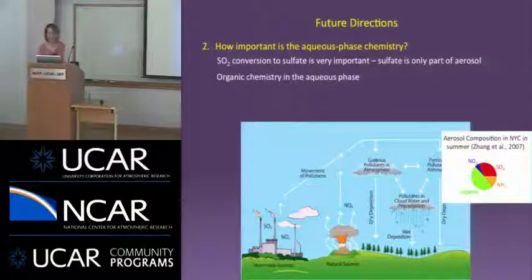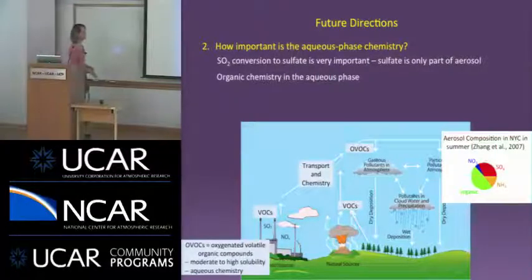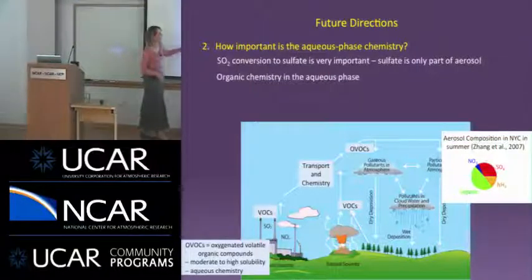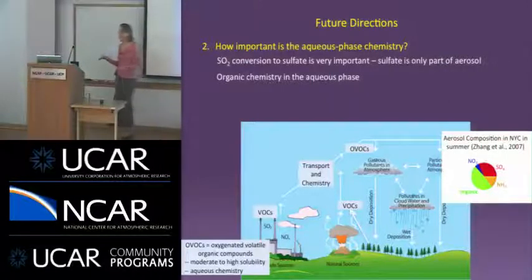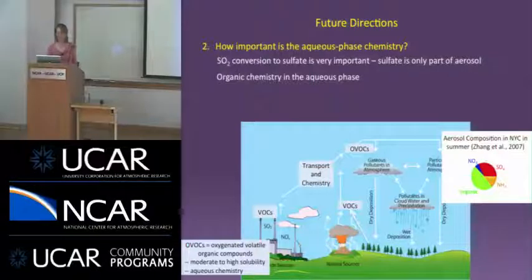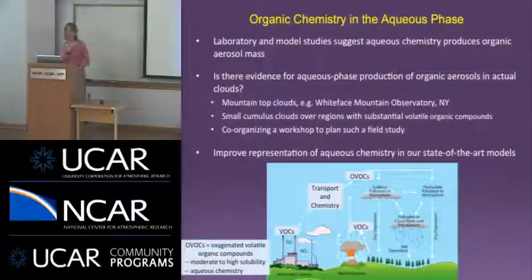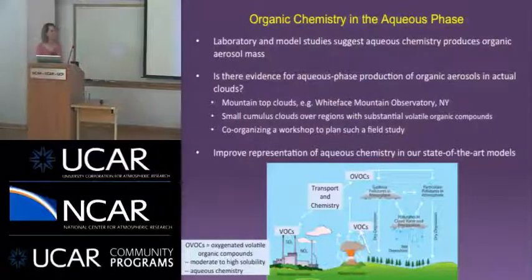And so you can take this schematic of the sulfur chemistry and just overlay it with the organics, and we have really the same basic idea, where we have the emissions of these organic compounds. They're transported and undergo chemistry, making oxygenated VOCs that then get dissolved into the cloud droplets and undergo aqueous-phase chemistry. And the question is how important is that aqueous-phase chemistry to the production of organic aerosols? There have been some laboratory and model studies that suggest that it does play a fairly important role, but I have not yet seen evidence from the field showing aqueous-phase production of organic aerosols is happening in these clouds.